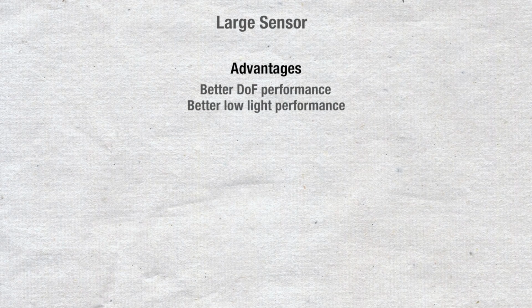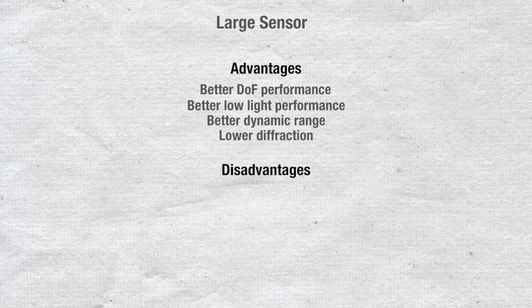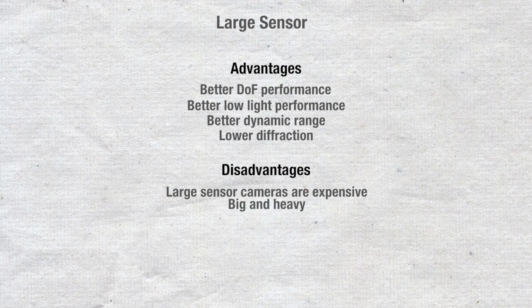So the advantages of larger sensors are better depth of field performance, better low light performance, better dynamic range, and less diffraction. The disadvantages are cameras with large sensors are very expensive. Cameras with larger sensors are also generally big in size and heavy. And finally, equipment that is used with such cameras is generally expensive.